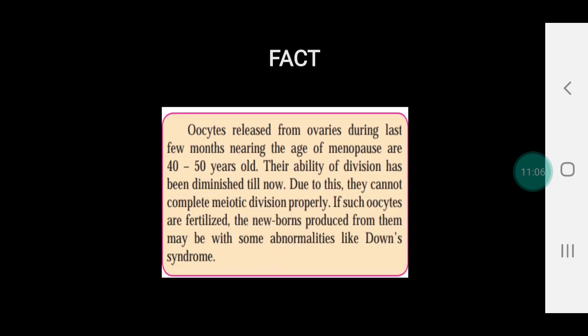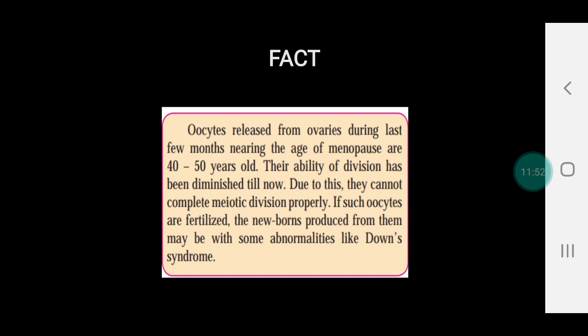Now, oocytes released from the ovary during the last few months, nearly at the age of menopause, are 40 to 50 years old. How old are they? 40 to 50 years old. And their ability of division has diminished by now because they are nearly 50 years old. Due to this, they cannot complete meiotic division properly. So if such oocytes are fertilized, the newborns produced from them may have abnormalities like Down syndrome or other chromosomal abnormalities.